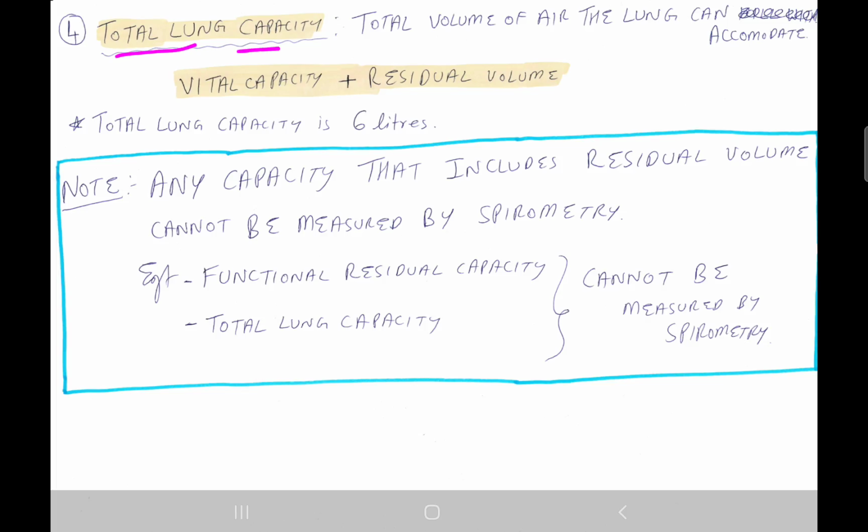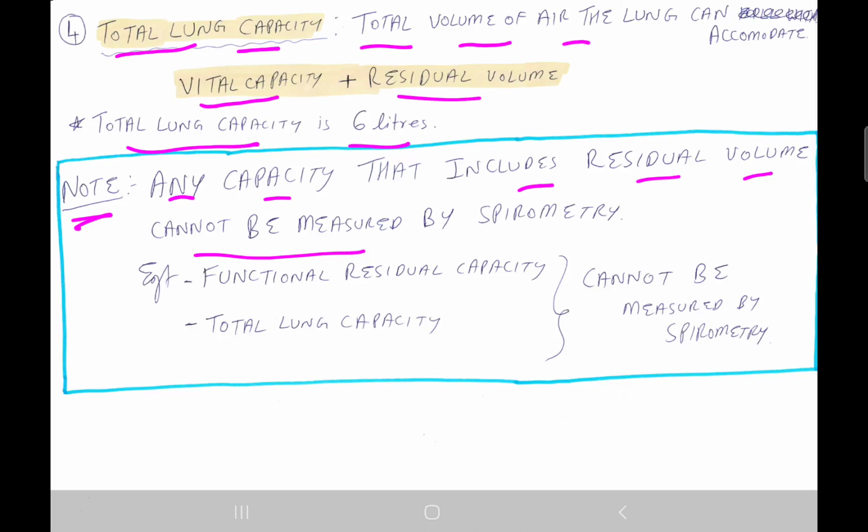Total lung capacity is the total volume of air the lung can accommodate. Total lung capacity is vital capacity plus residual volume. Total lung capacity is 6 liters. You should also note that any capacity that includes residual volume cannot be measured by spirometry. Example, functional residual capacity and total lung capacity. Both of these contain residual volume, hence cannot be measured by spirometry.